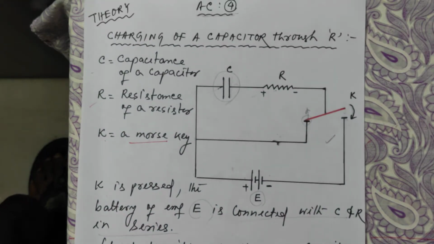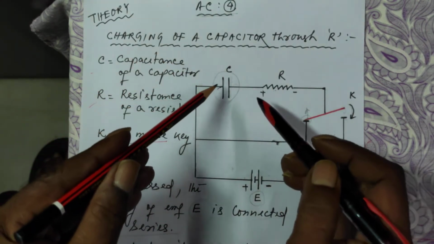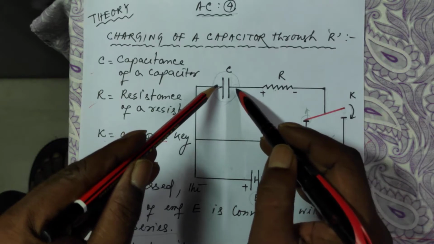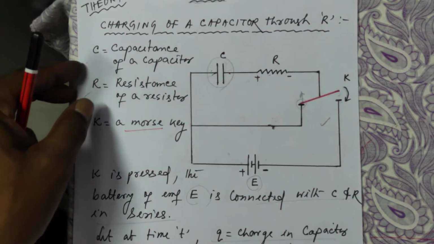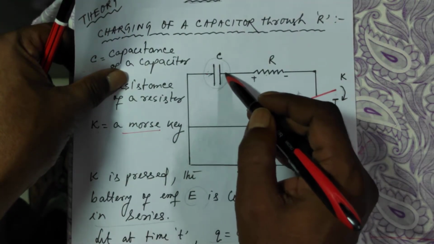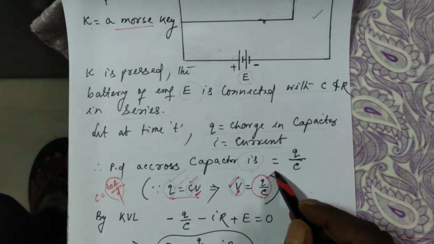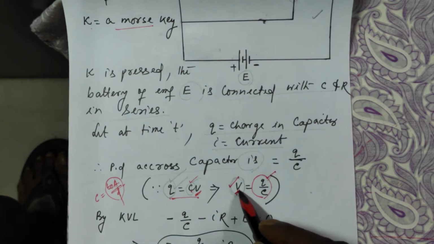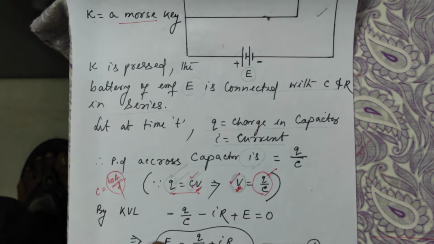Means, as more and more Q is pushed into the capacitor, if you connect a voltmeter across these two points, then the reading of V, the potential difference across the plates of the capacitor, increases. Now apply Kirchhoff's voltage law.